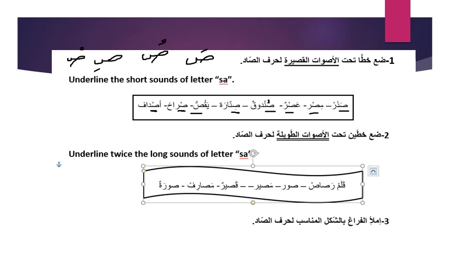Underline twice the long sounds of letter SA. So here we are not going to underline only once, we are going to underline twice. What are the long sounds of letter SA? This is the first form of the letter SA, at the beginning. So we choose this form and then we add Sa. Su, if I'm moving to the front, I add Wa.